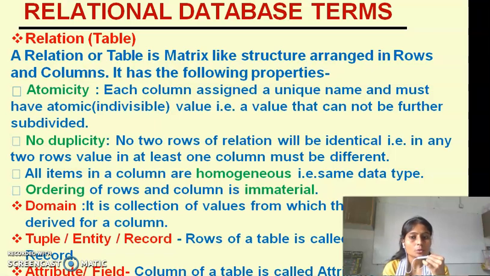No duplicity. No two rows of a relation may be identical. If no duplicity is the feature of the table, then we can't keep two same records in a table. If two rows are compared, the value in at least one column must be different. So we can say that the column values will be different in each and every row. That's the feature of no duplicity. Ordering of rows and columns is immaterial.